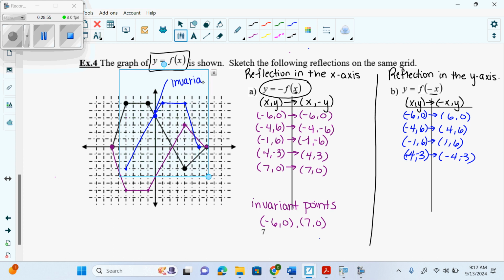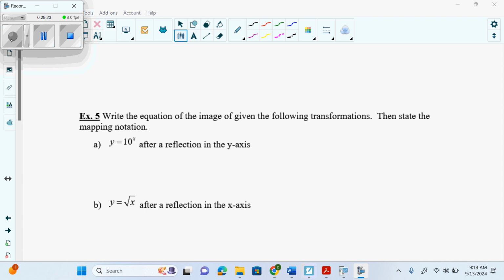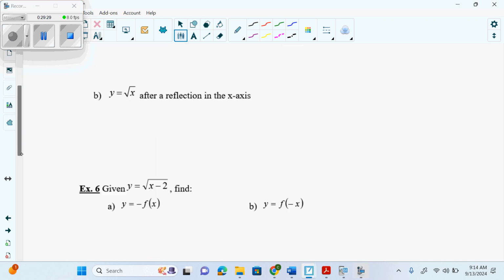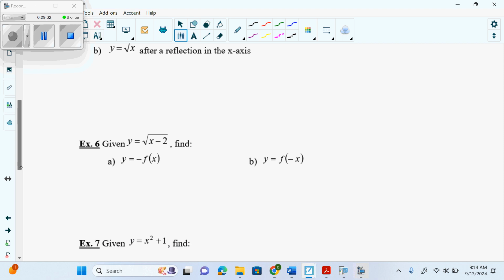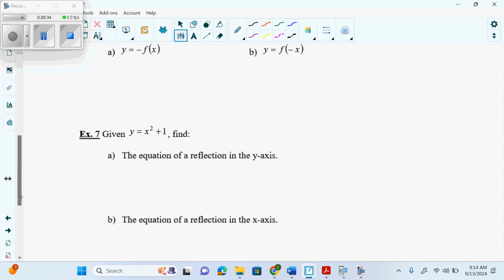Didn't say to state invariant points, but I'm just proving a point about the invariant. When you're done, you're going to flip over. So we're trying out 5, 6, and 7. 5 wants an equation and then mapping. 6 wants the equation. 7 wants the equation.